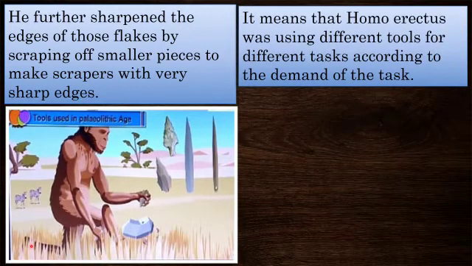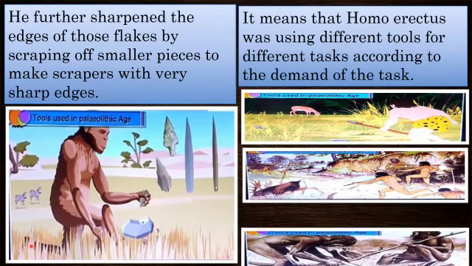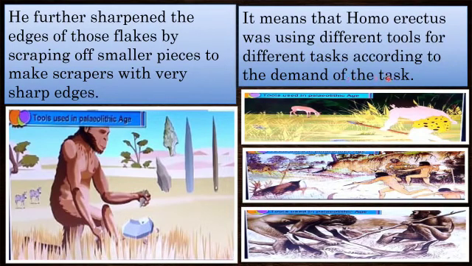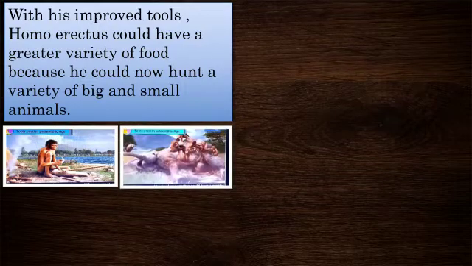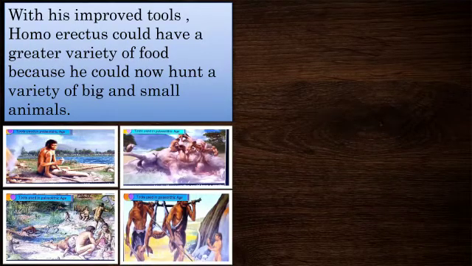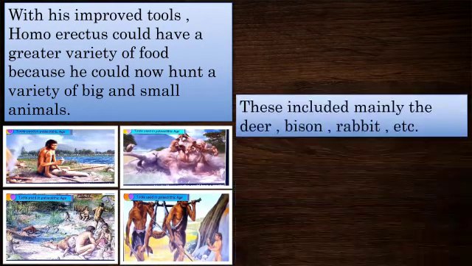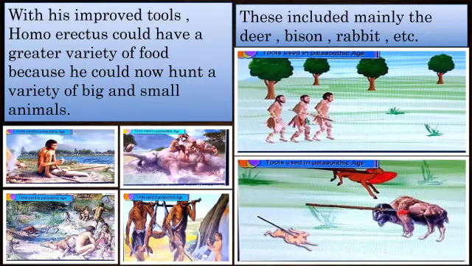It means that Homo erectus was using different tools for different tasks according to the demand of the task. Now children, here you can see three pictures, and in those three pictures you can see different tools. Those tools are according to the demand of the task. Homo erectus could have a greater variety of food because he could now hunt a variety of big and small animals because of his improved tools. And this includes mainly deer, bison, rabbit, etc.